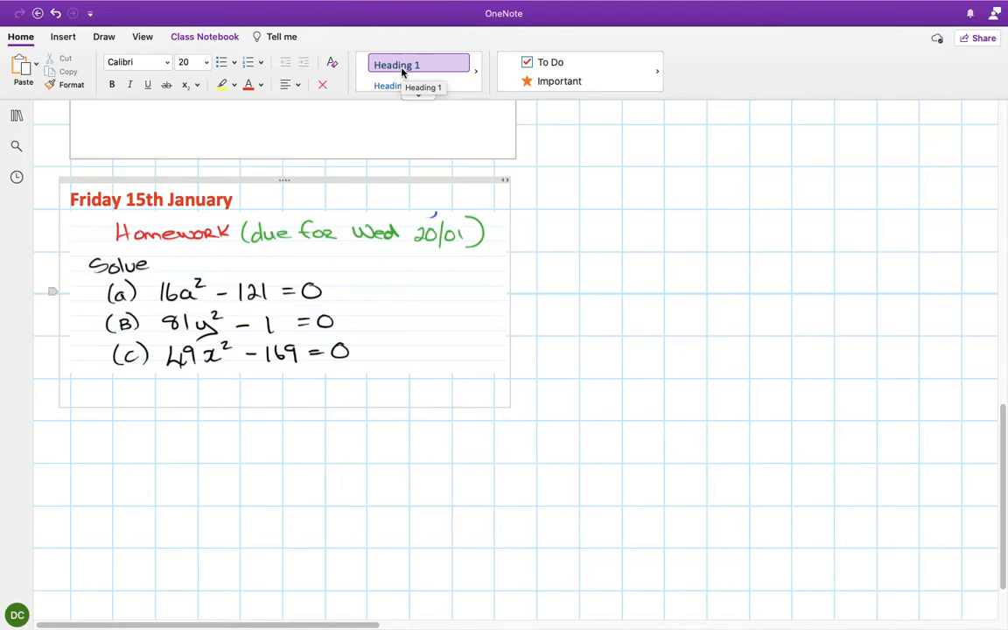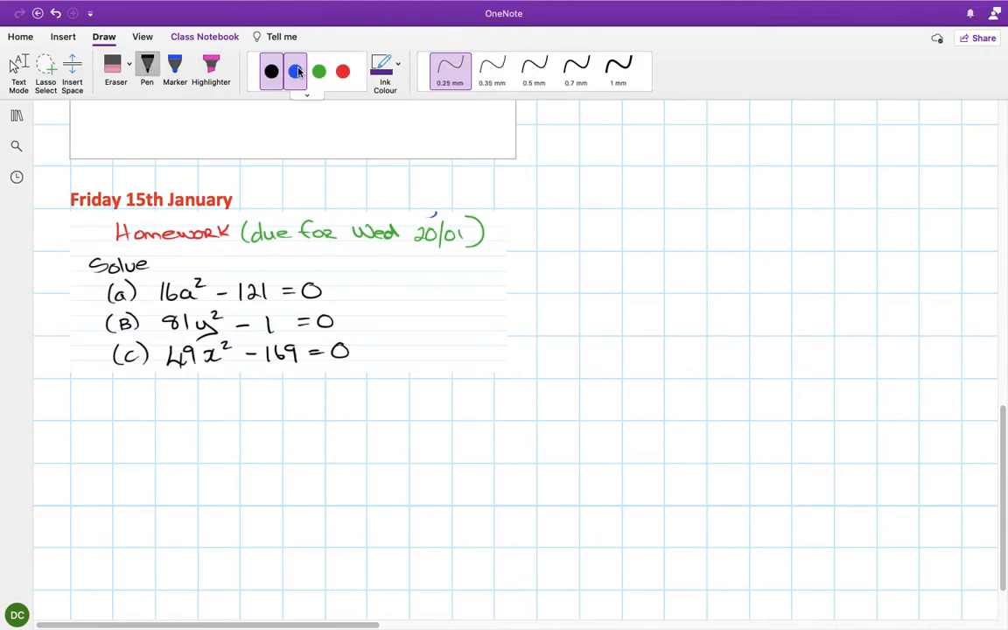Okay, so I want to start with going through the homework. This is what we did in the live lesson on Friday. We went through a difference of two squares. So let's just get these done. Okay, so A.